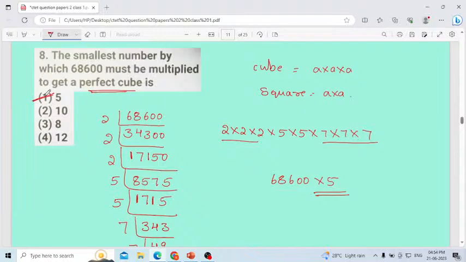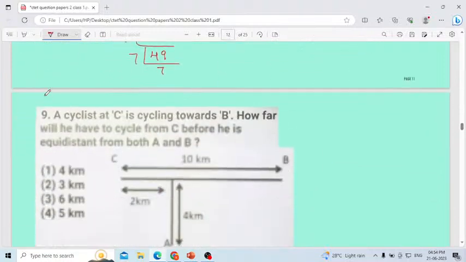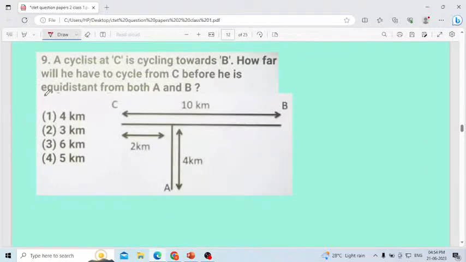Easy method. Let us move to the next question. This question is very tricky.